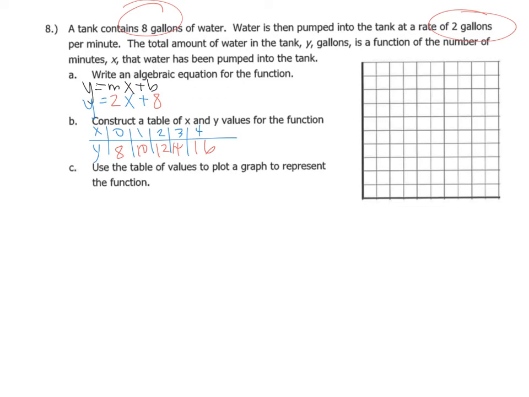Use the table to plot a graph. My time is my x, and this is in minutes. And this is water in gallons. So it goes 0 and then up by ones: 1, 2, 3, 4, 5. And then my gallons goes up by 2: 2, 4, 6, 8, 10, 12, 14, 16. So at 0, it's at 8, and it goes up by 2 each time.